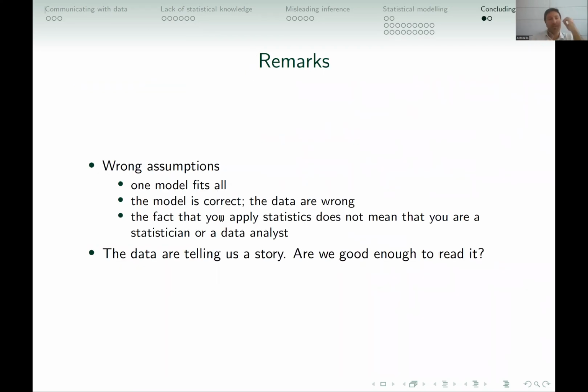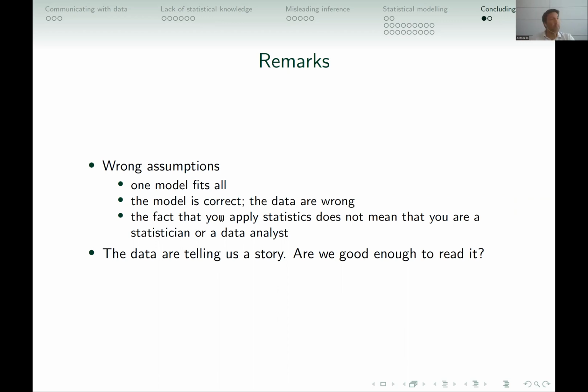Just to conclude, when we talk about statistics, our research should not be driven by our prior beliefs. If we have prior beliefs, the risk is that we are looking for these beliefs in the data. And we cannot say that the model is correct and the data are wrong because our analysis produces results that are not in line with our thoughts.